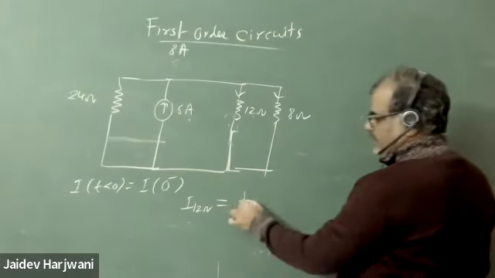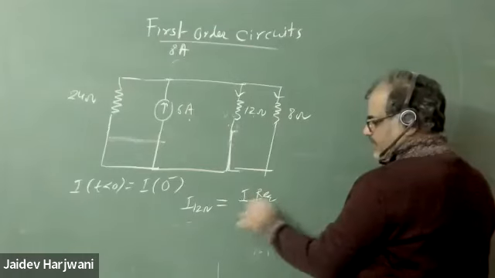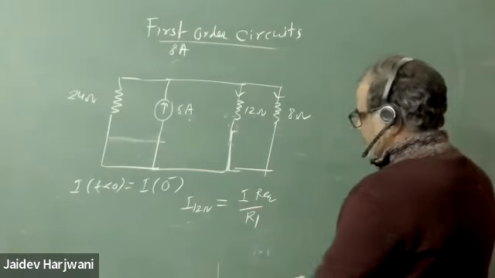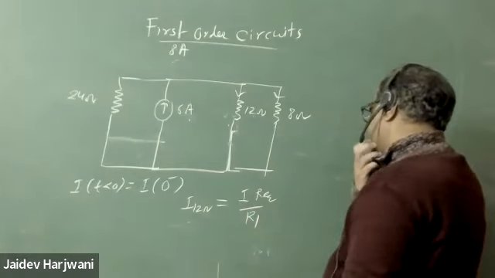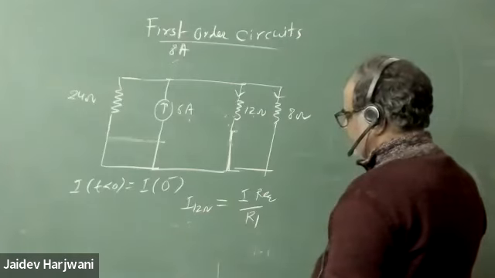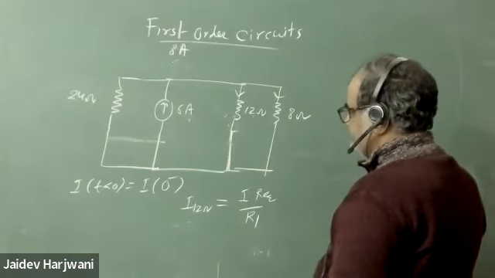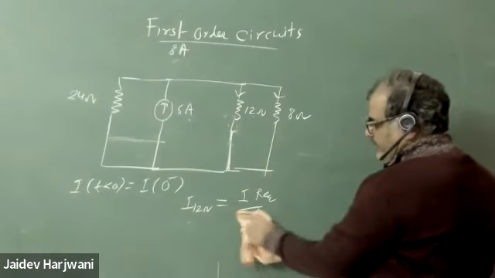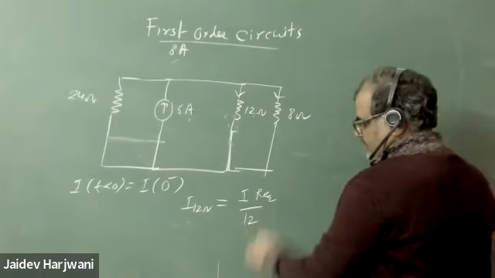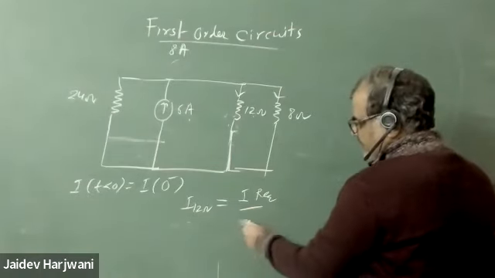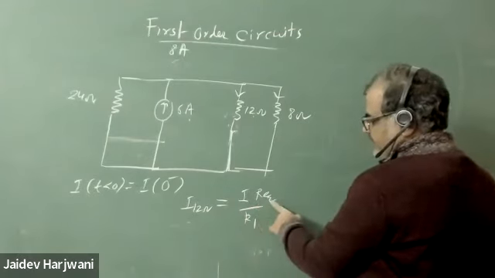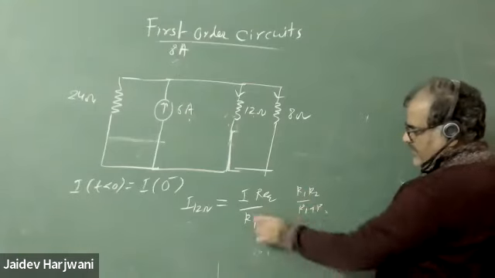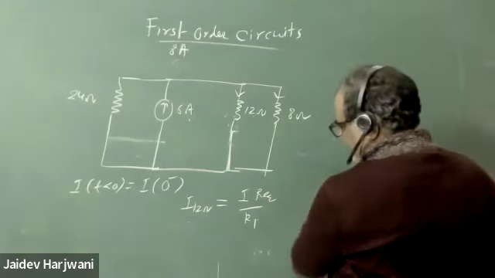This was the formula: I into R equivalent upon R1. If I want the 12 ohm, is there any formula like this? So I into R equivalent upon Rn. If I want 12 ohm, I can write 12 ohm here. Suppose I want to apply this formula for two resistances. So this becomes R1 R2 upon R1 plus R2. So R1 cancels. This is the correct formula.